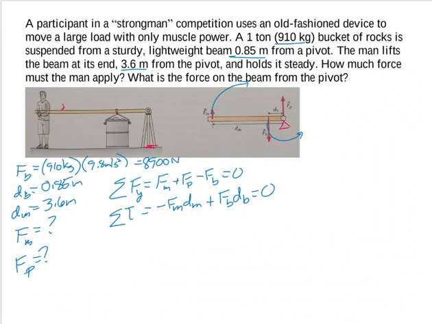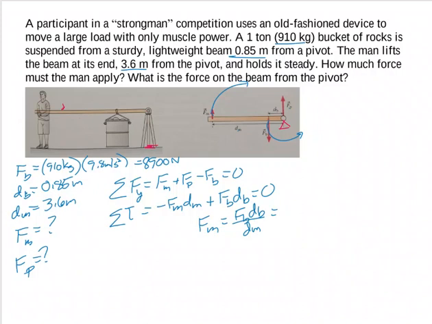Okay, so in the torques, I can actually now solve for the force of the man, because I know everything in the torque equation except for the force of the man. So I'm going to move the force of the man term to the other side so that it's positive and divide by the distance of the man. So I have force of the man equals force of the bucket times distance of the bucket divided by distance of the man. And I can substitute all of those numbers in.